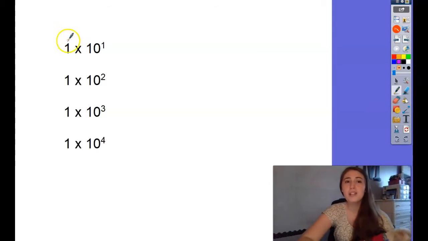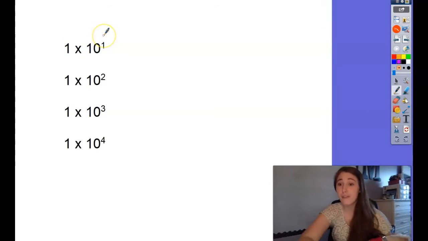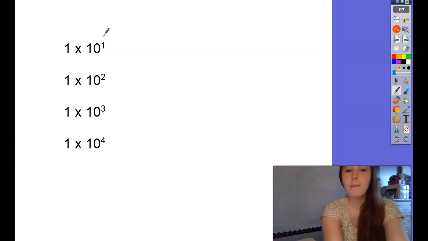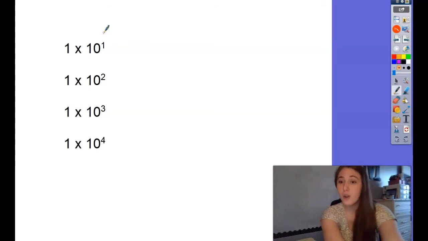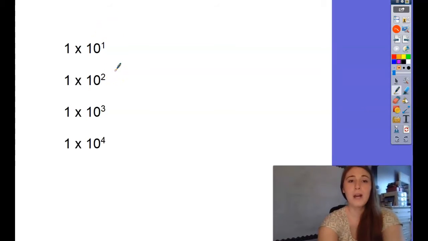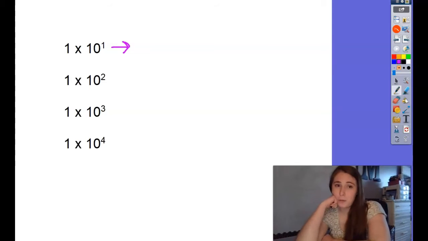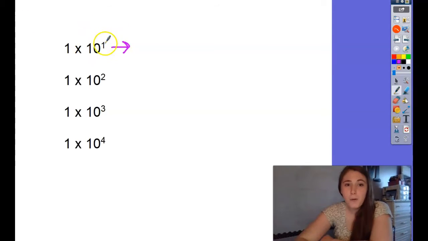So our first one is 1 times 10 to the first. So we're going to see how we write this as a number. So I'm going to take out my pen, and you're writing this in your notebook too. So 1 times 10 to the first. I need to look at this and say, what do I know about an exponent? An exponent is this number that's tiny above the 10. That shows me how many 10s I have.